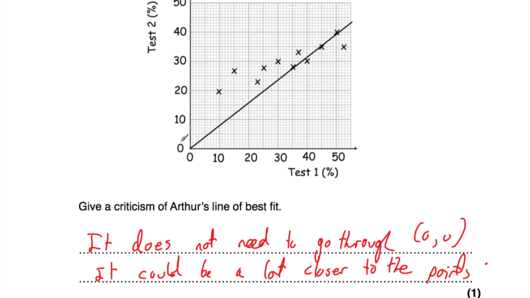So let's explain that. I've written down, it doesn't have to go through the point 0, 0. That's one criticism. And the other criticism, which I think is the one I would probably opt for, is that it could be a lot closer to the points. I think the line of best fit could be a lot closer to the points than the one he's drawn.